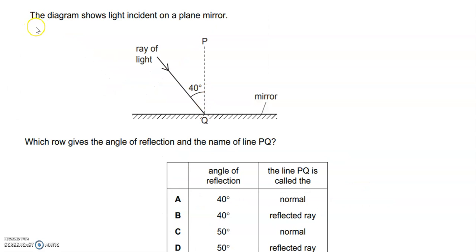Now, the next question. The diagram shows a light ray incident on a plane mirror at a point Q, and PQ is the normal. It is incident at an angle of 40 degrees. Which row gives the angle of reflection and the name of line PQ? So you have to find the angle of reflection and the name of PQ. Since the angle of incidence is 40 degrees, the angle of reflection will also be 40 degrees, and the name of the line PQ is normal. So 40 degrees, normal. A is the answer for this question.